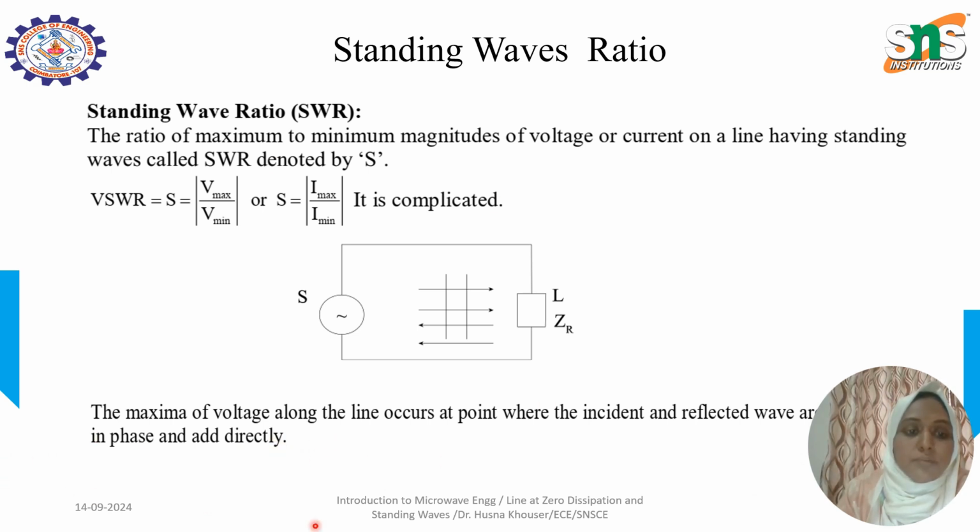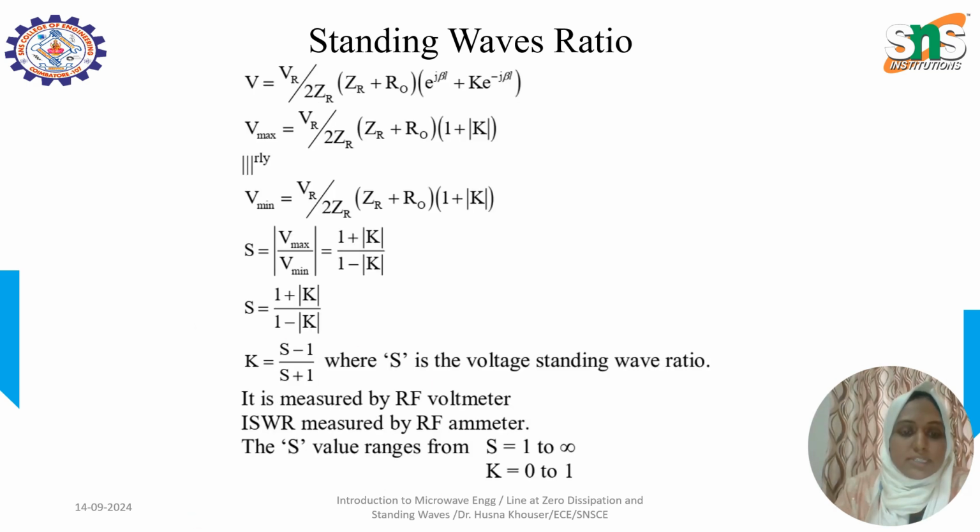So this is the maximum of voltage. Here the voltage and current are both in phase and have to add directly; only then do we get the maximum voltage, and the minimum at the other point. This is the standing wave ratio equation. Similarly, we get this from the voltage and current equations, that is V max and V minimum. V is V R divided by 2 zeta, and we have discussed these equations previously: zeta plus or minus into 1 plus mod K, where K is the reflection coefficient.